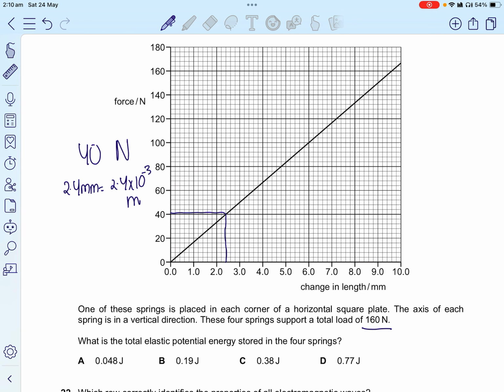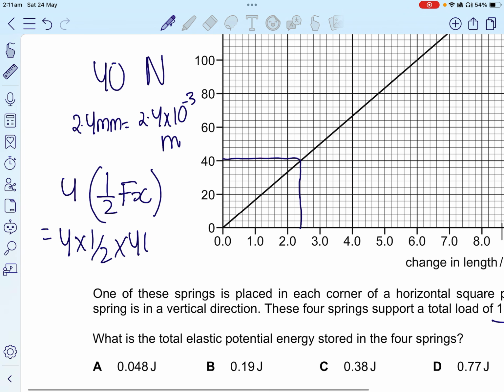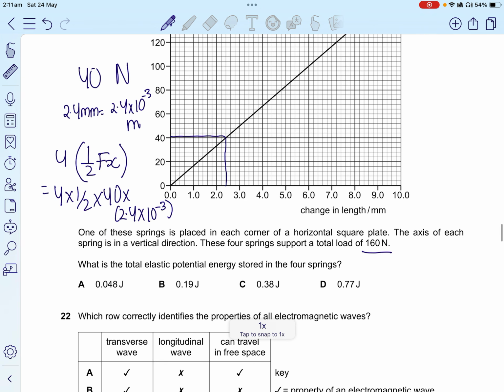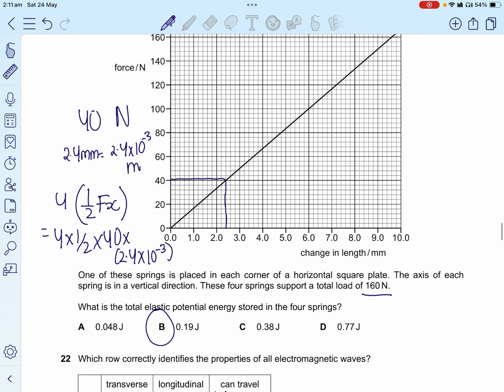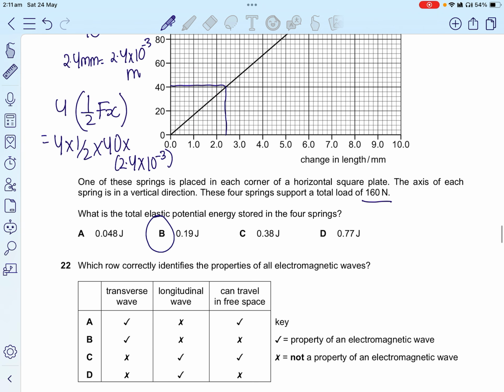So now what's the formula to find the elastic energy? It's half of F x. Since we need to find it for four of them, we'll have to multiply this by 4. So it is technically 4 into half, the force is 40, the extension is 2.4 × 10^-3. So it's 4 × 1/2 × 40 × 2.4 × 10^-3. That gives you 0.192, which is 0.19. Therefore, the answer for question number 21 is B. I hope this is clear.